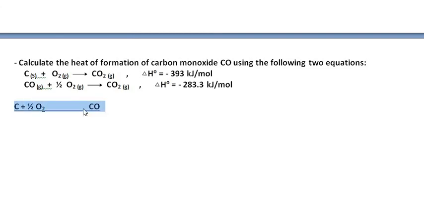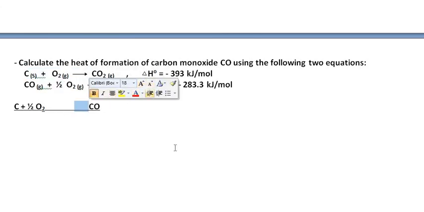Again, this equation is obtained by subtracting this equation from this equation. So this equation minus this equation gives this equation. So delta H of this equation is equal to the difference between this one minus this one.